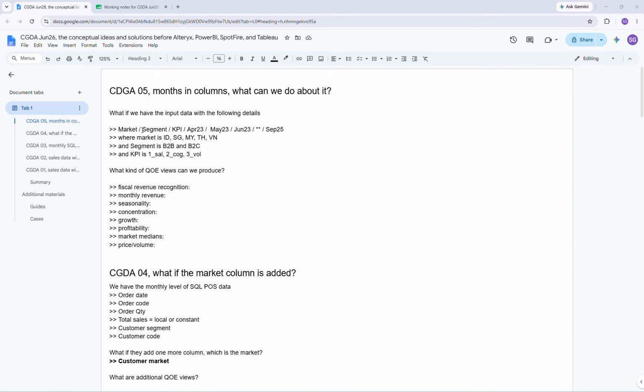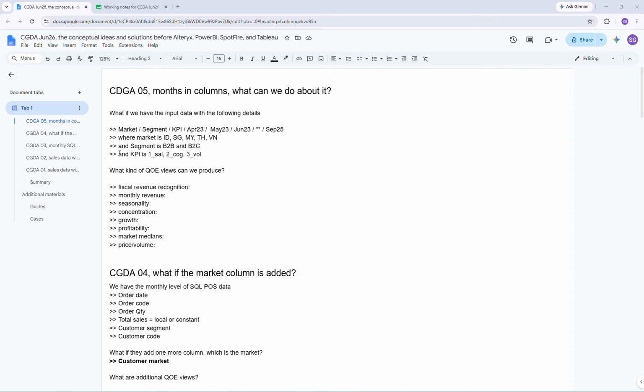So the first columns are market and segment, and then the KPI. We don't know what KPI means yet. And then the monthly columns from April to September. This one is very typical in accounting and financial reports because you can compare month to month, each column in the same account.